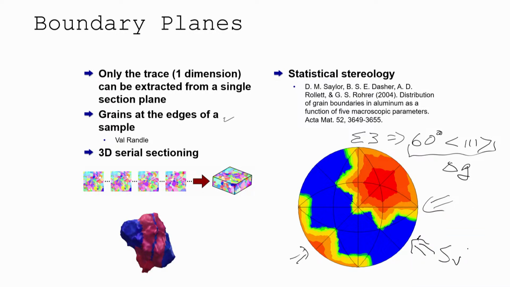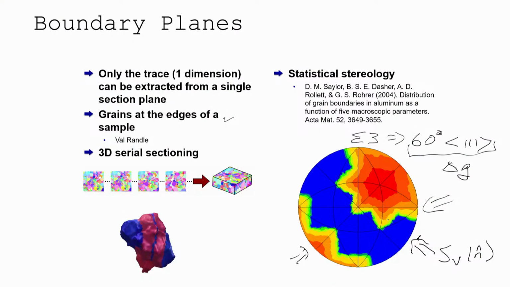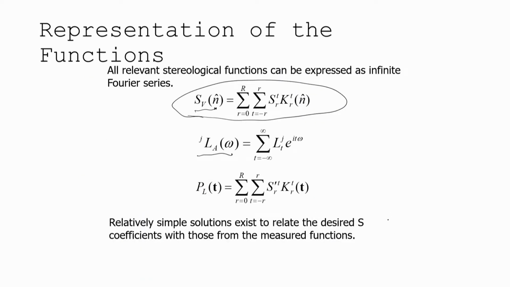That's an S sub V as a function of N. That's what this plot is: surface area per unit volume as a function of grain boundary normal. So the boundary normal is being shown. But the measured functions are line length per unit area on a plane section, or intersections of a scan line with a grain boundary per unit length. That's points per unit length right there.